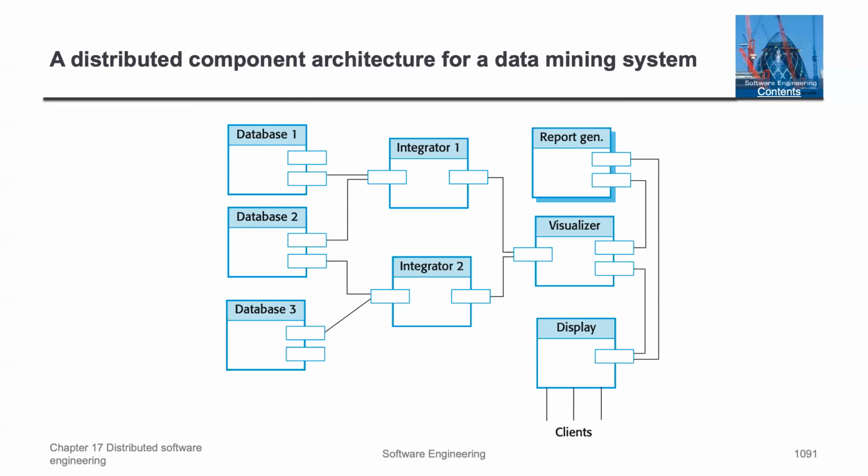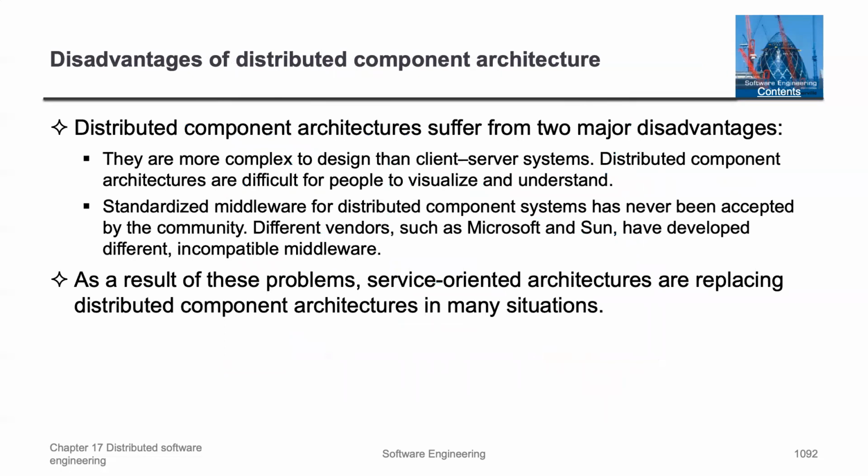So here's an illustration of a distributed component architecture for a data mining system. And so you have the databases here on the left that you need. You have the various integrators taking that information as was required. And that information can then be passed to a visualizer. And finally, you get either that sent to display or having an automated report generator going. And that information is then made available to clients.